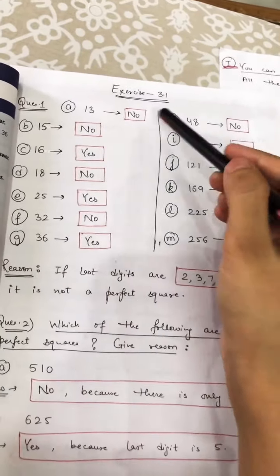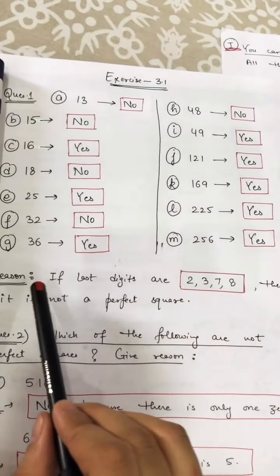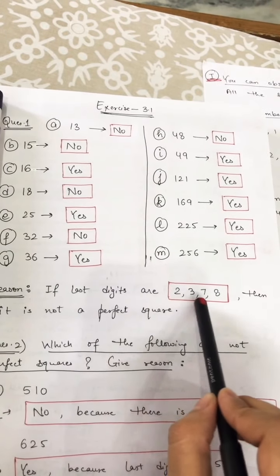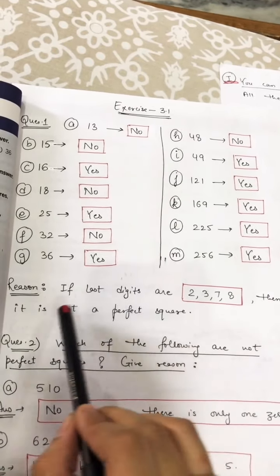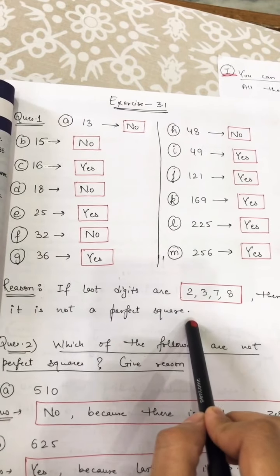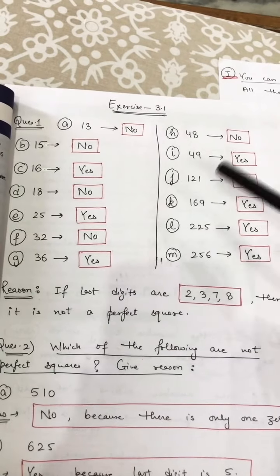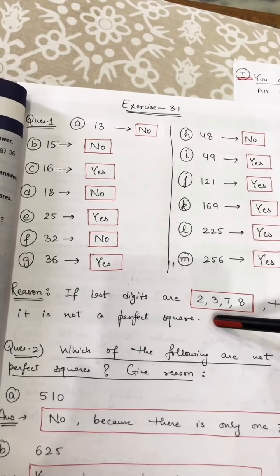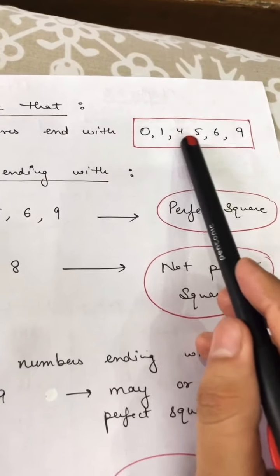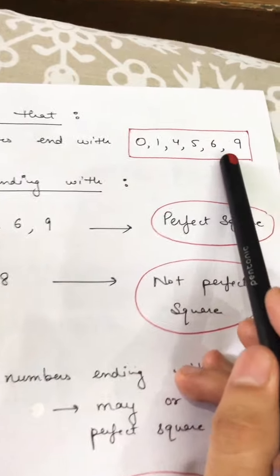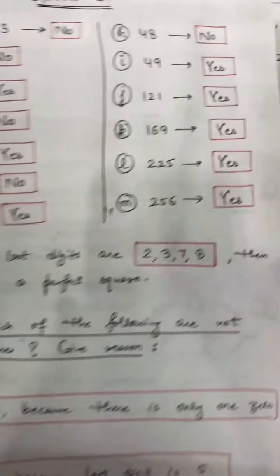After writing yes or no, you have to give a reason here. The reason is, if the last digits are 2, 3, 7, 8, then these numbers are not perfect squares. Otherwise, if the last digits are 0, 1, 4, 5, 6, 9, then it is a perfect square.